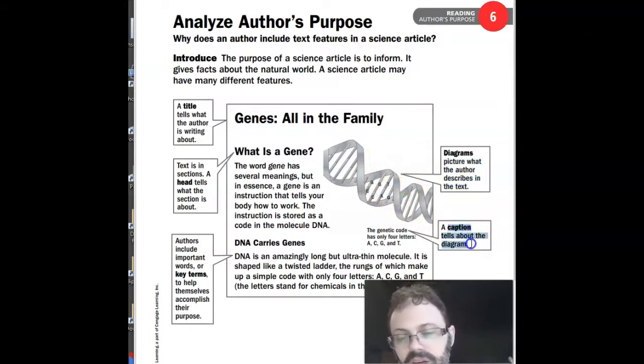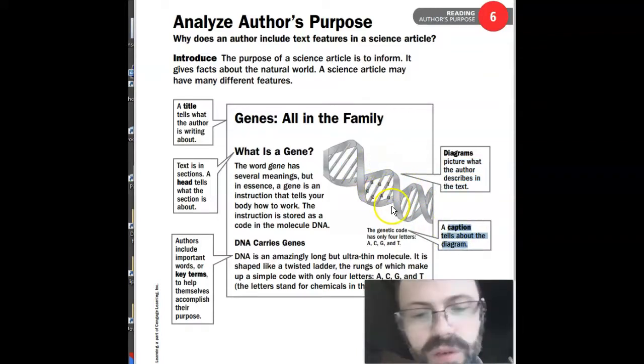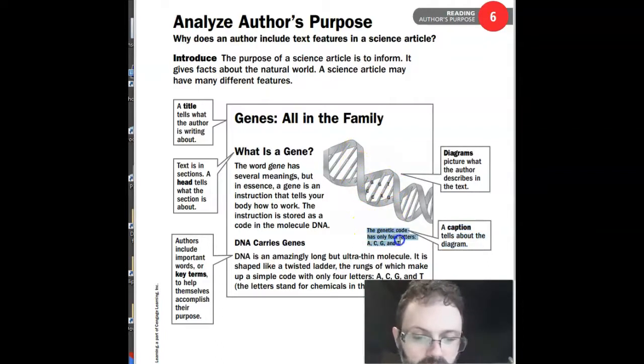A caption. A caption tells about a diagram. So sometimes you see a picture, or maybe you see a diagram, and then below it you're going to see some writing. That's called a caption. So you could ask yourself, why does the author include a caption that says that the four letters of the genetic code are A, C, G, and T? So maybe that's a question you can ask in your active reading notes. Why does the author include this caption?